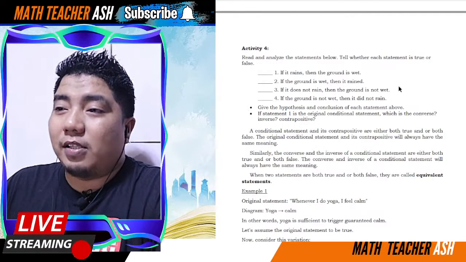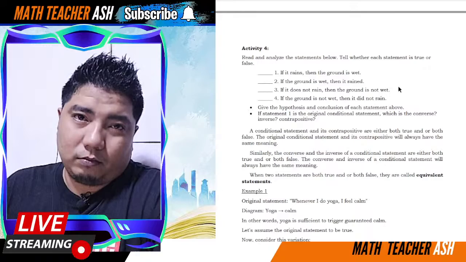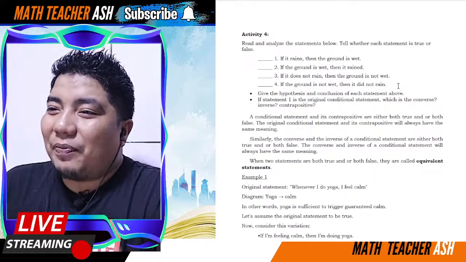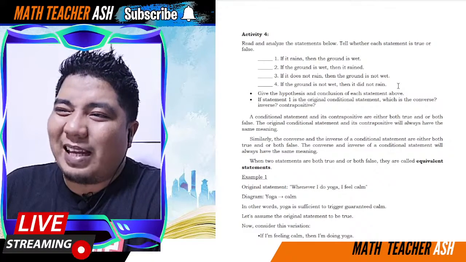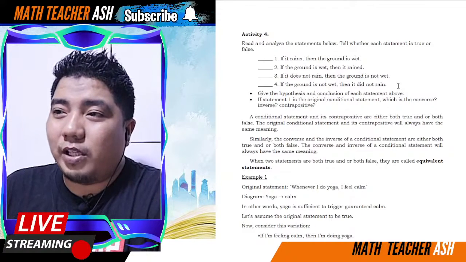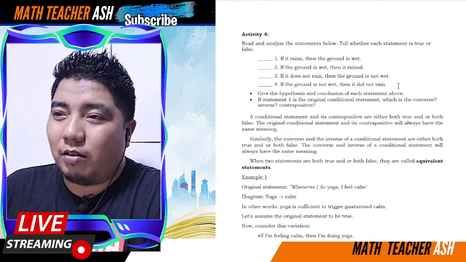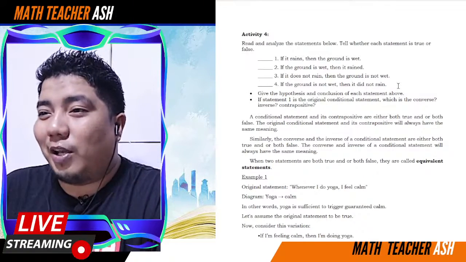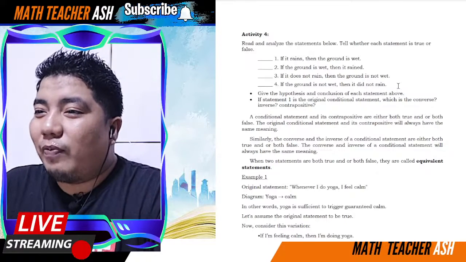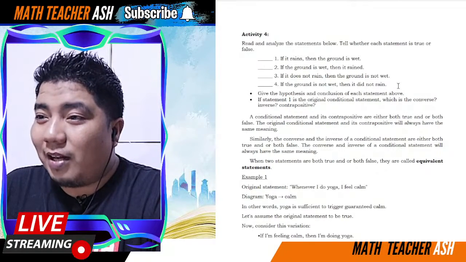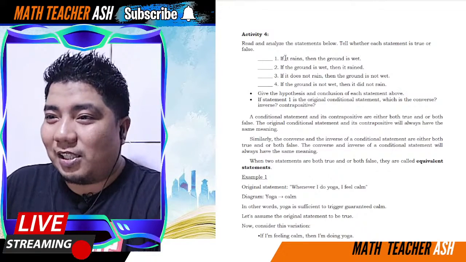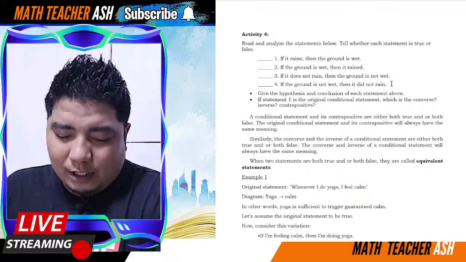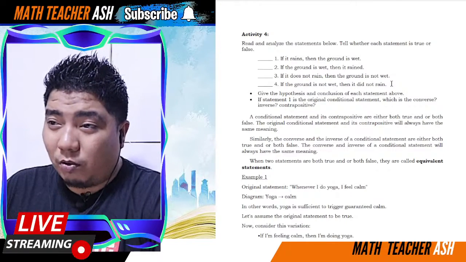So, if it rains, then the ground is wet. Yes, that's correct. If the ground is wet, then it rained. Hindi parati. Okay, hindi always. So, false yun. If it does not rain, then the ground is not wet. Correct. Because this is just the inverse of number 1. So, that is true. It could be true, di ba?